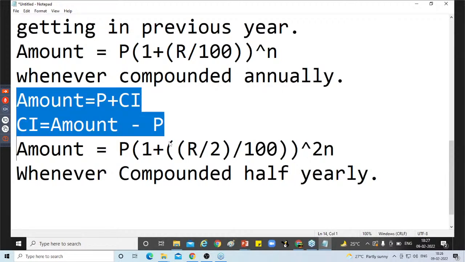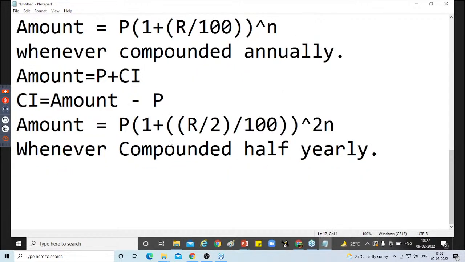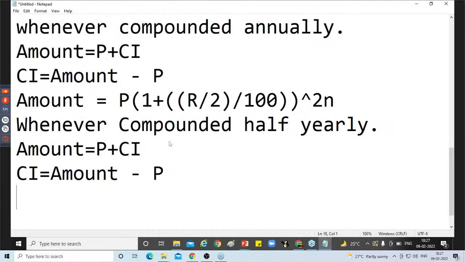Half yearly means for every 6 months we have to calculate. R is the rate of interest per annum. R by 2 is the rate of interest for 6 months. That is the reason R becomes R by 2 and whole power N becomes 2N. Why? If you calculate the interest every 1 year, for 1 year, one time, for 2 years, two times, for 3 years, three times. But if you calculate every half year, for 1 year, two times, for 2 years, 2 into 2, four times, for 3 years, 3 into 2, six times, for N years, 2 into N times.